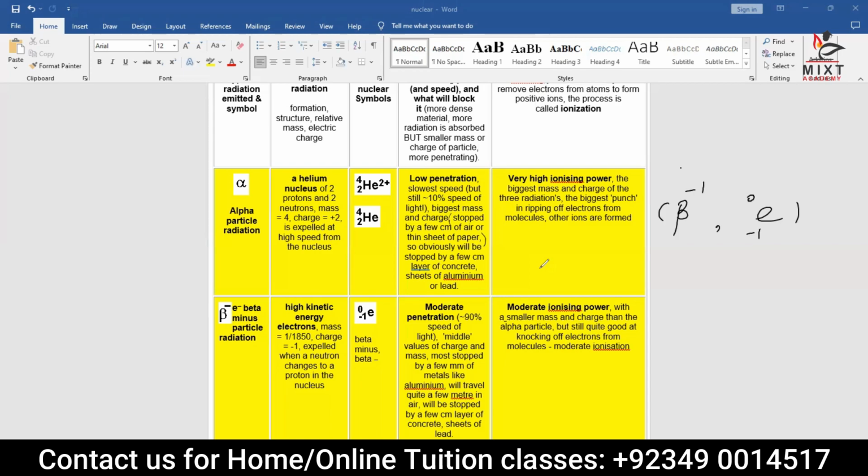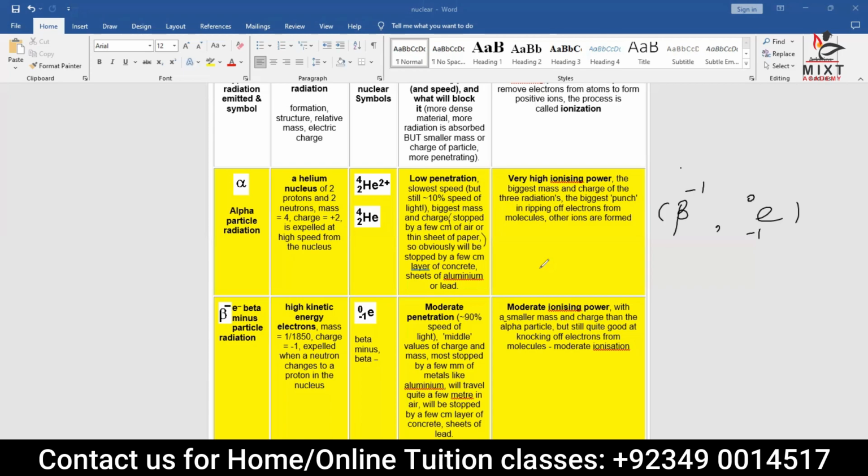Beta particles also show deflection in the magnetic field, but in the opposite direction to that of alpha particles. Students, any problem in this? No, sir. Very simple.